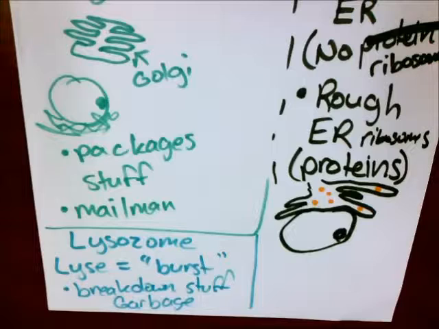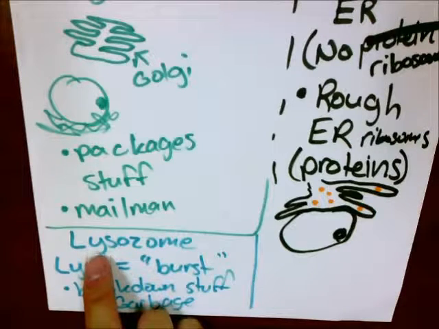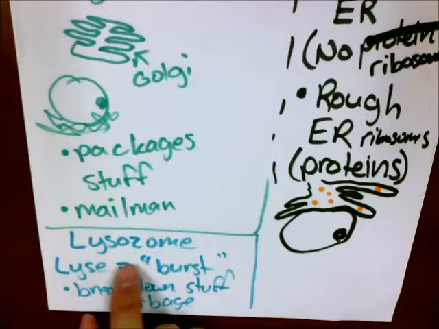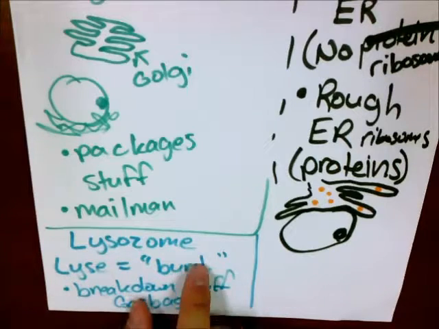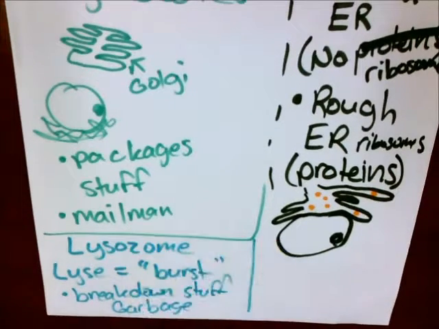The way I memorized it when I was a kid, I don't know why, but I always saw the "ly" and thought of limes. Limes are acidic, so they break things down. I don't know if that'll help you guys, but that is the idea. All right, so there's lysosomes. We're going to go ahead and move on.